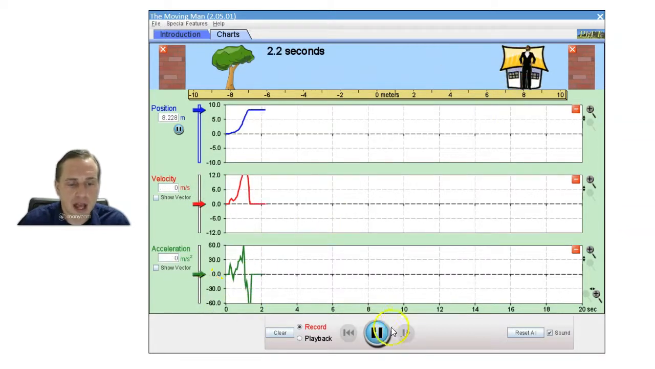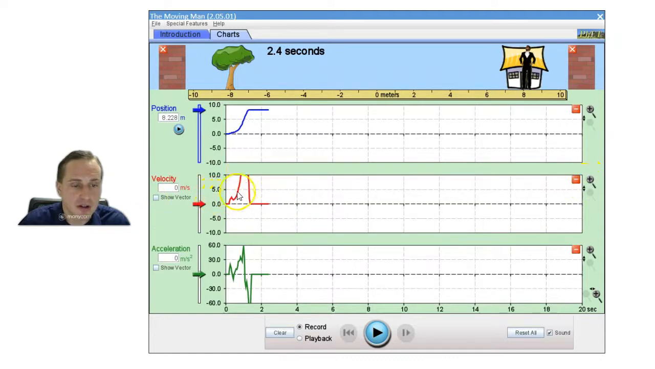So let's see what happened. I want to zoom in on these graphs. Notice that the position versus time was roughly quadratic. Notice that the velocity versus time went up roughly linearly. It looks like it's even out of the scale. Yes, it's even out of the scale.